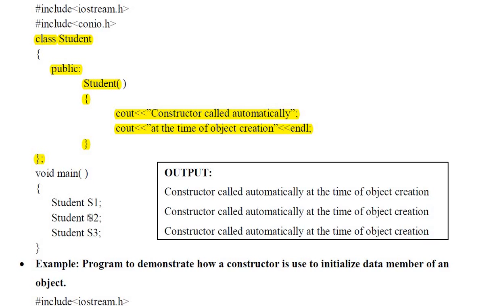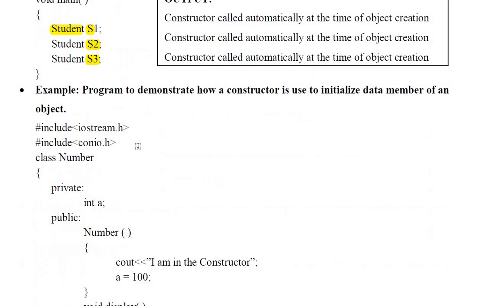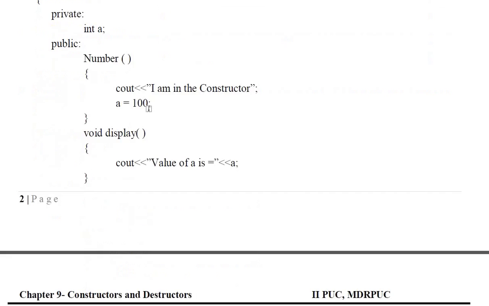Here we are creating objects from the student class: S1, S2, S3. When we create the object S1 from this class, this student constructor will be called automatically and these lines will be printed on the screen. Here we are not calling the student function, but it will be called automatically by the computer or compiler. So that was the example of a constructor.